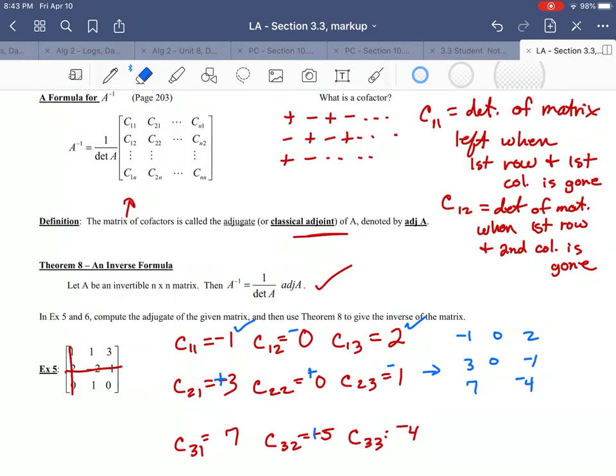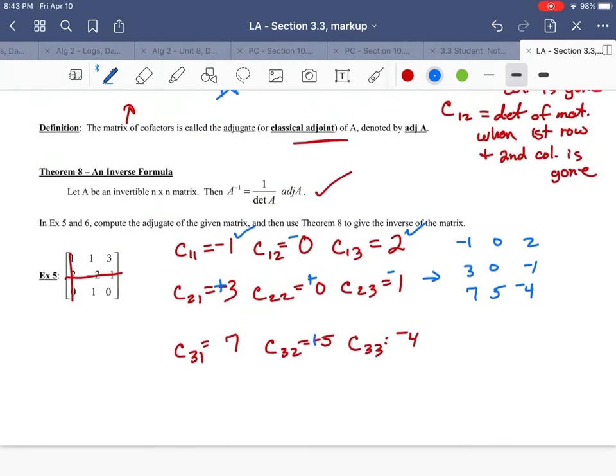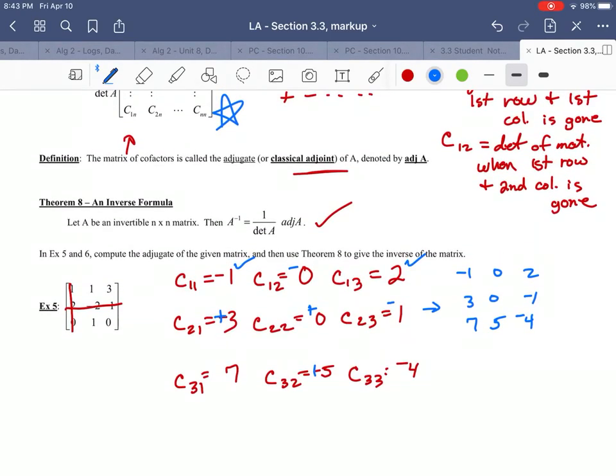So now it is still 5. All right. Sorry about that little mess up there. What we have to do with this is take the transpose of this. To get the final thing that we're going for right here, I have to take this and transpose it. So my -1, 0, 2. So this is my adjoint. My adjoint is -1, 0, 2 going down the column, then 3, 0, -1, then 7, 5, -4.